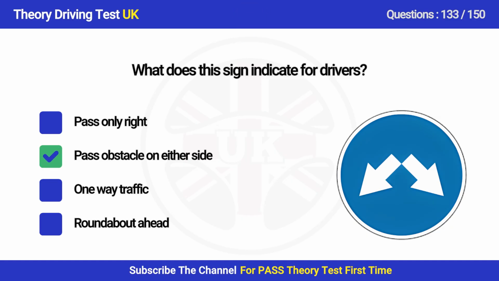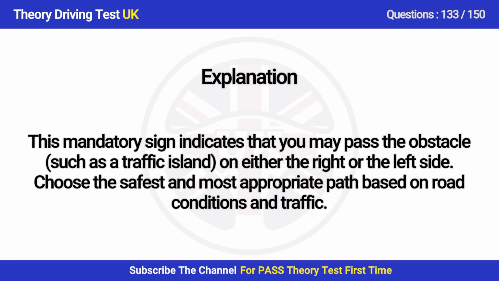Answer is B, pass obstacle on either side. This mandatory sign indicates that you may pass the obstacle, such as a traffic island, on either the right or the left side. Choose the safest and most appropriate path based on road conditions and traffic.